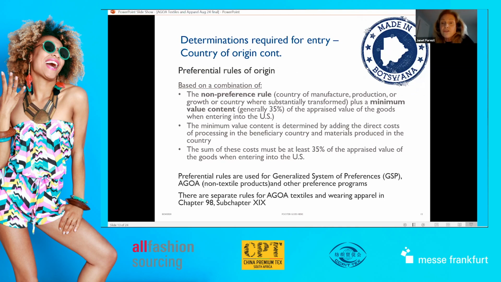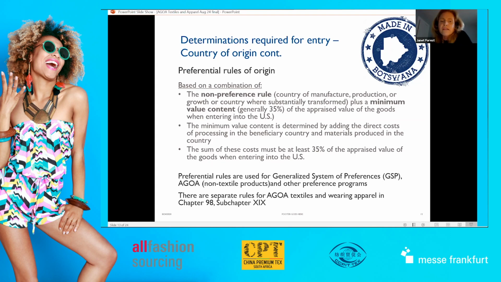Now I will address the preferential rules of origin, and these are the ones that are used for preference programs such as GSP and AGOA. Generally speaking, and the discussion at the top here is related to non-textile products actually, you will look at the non-preference rule, which is country of manufacture, production, or growth, plus a minimum value content. And that is usually 35%.